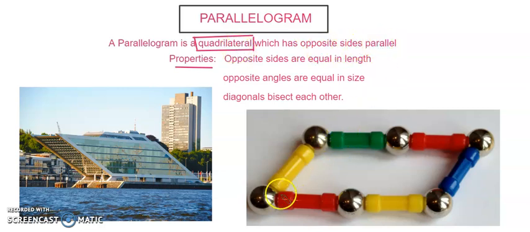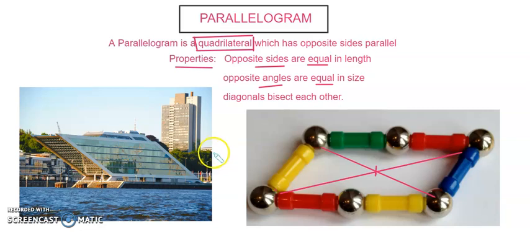As you can see in this figure, this side is parallel to this one. Similarly, this side is parallel to this one. So the opposite sides are parallel in a 4-sided shape called a parallelogram. So what are the properties? The opposite sides are always equal in length. Opposite angles are equal in size and the diagonals bisect each other. If we draw the diagonals, they will bisect, meaning divide each other into half. That is the meaning of diagonals bisecting each other.